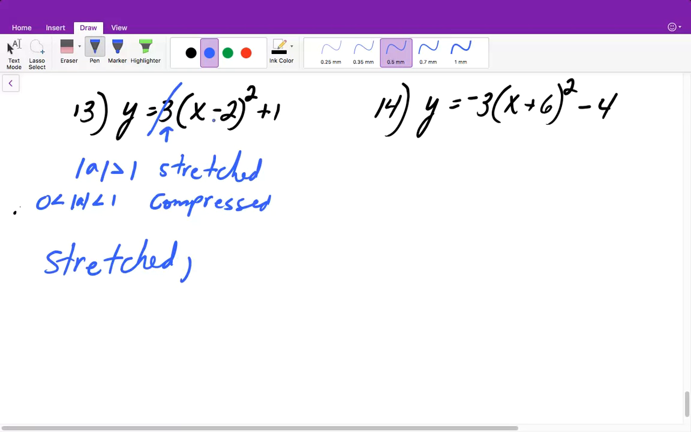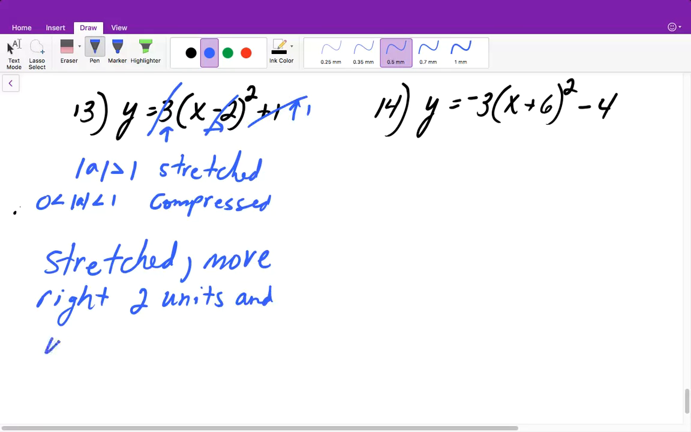But it's being stretched. The minus 2 means we're moving to the right 2, so we're saying right 2 units. And this plus 1 means we're moving up 1, so you'll say move right 2 units and up 1 unit. And that's it. Writing in words what's happening. You're not graphing it. You don't have to do any of that. You just need to describe what's going on. So I think it's easy if you cross out every single step along the way.